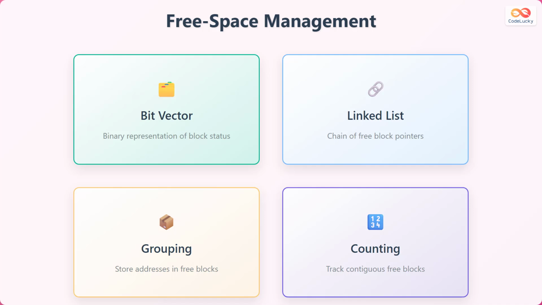Let's move on to free space management. Free space management is the way the operating system keeps track of which blocks are free and available for allocation. There are several methods to achieve this: bit vector or bitmap, linked list, grouping, and counting. The bit vector uses a binary representation of block status, and the linked list uses a chain of free block pointers. Grouping stores addresses in free blocks, and counting tracks contiguous free blocks. Let's examine these methods in detail.